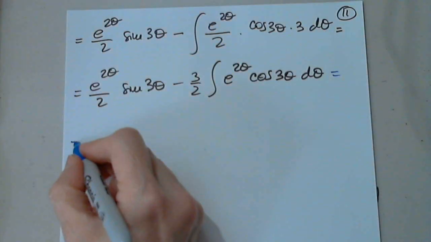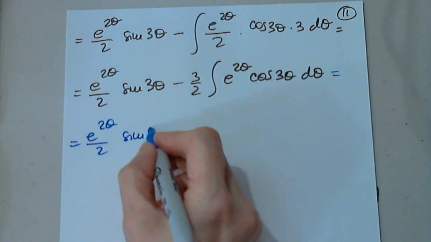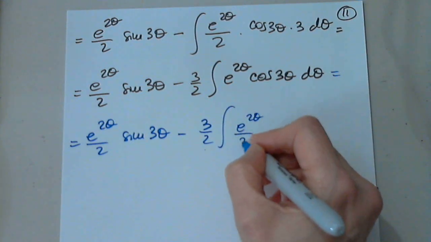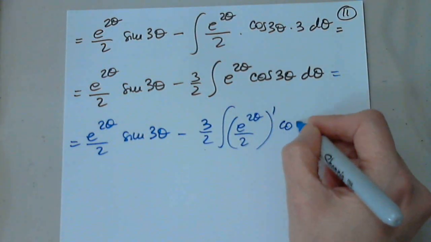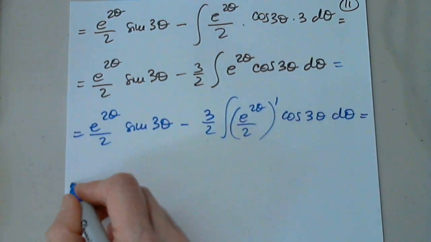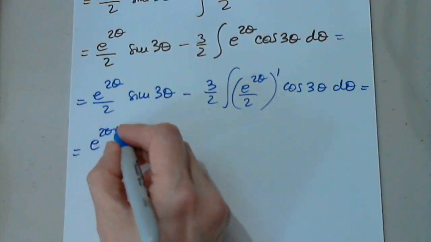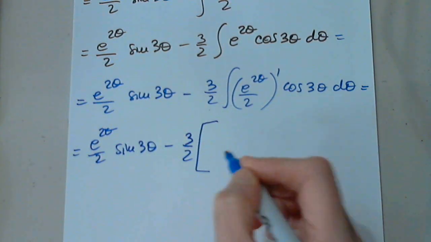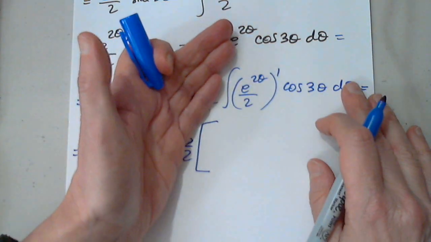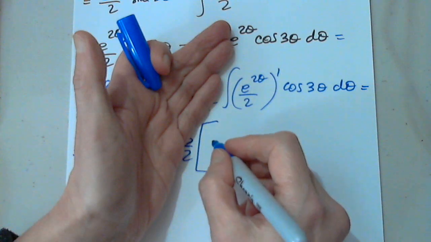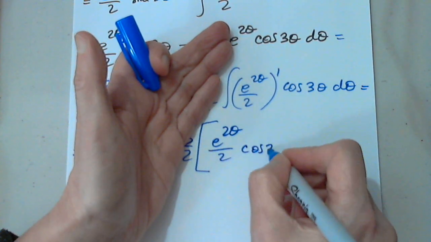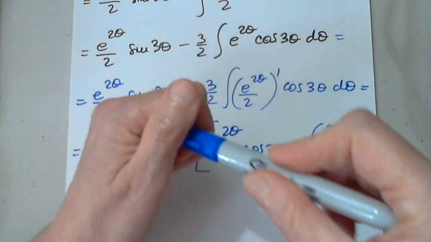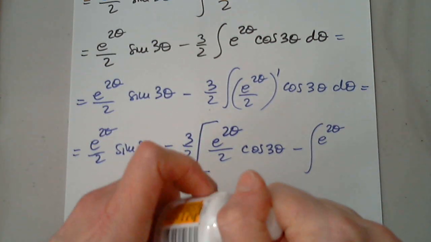So I will replace this. So e to the 2 theta over 2 sine 3 theta minus 3/2 the integral of e to the 2 theta over 2, be very careful here, cosine 3 theta d theta. Leave this alone, of course. This is done. Minus 3/2. Please use brackets because you don't want to forget to distribute. So f times g minus the integral of e to the 2 theta. Maybe I shouldn't write it here. Sorry about that. There is not enough room and I don't want to confuse you.